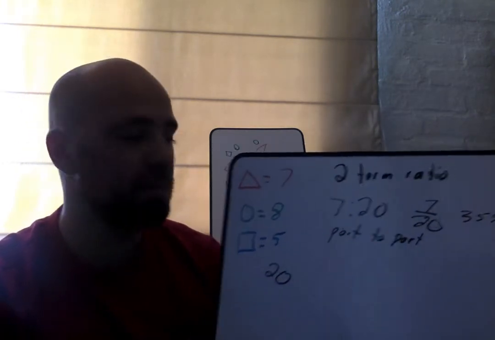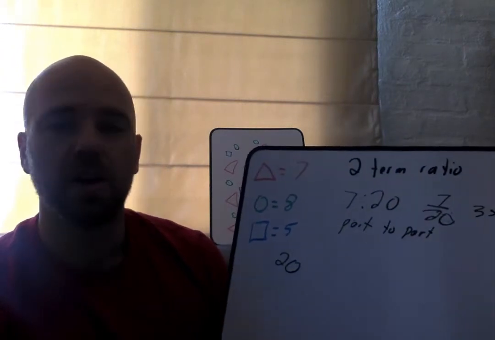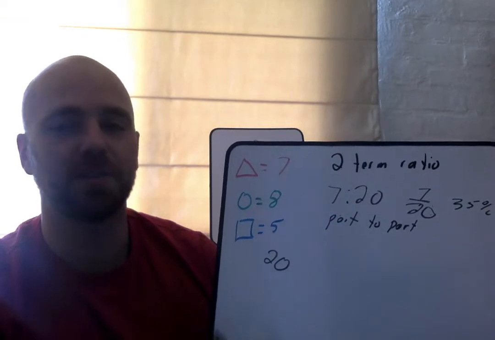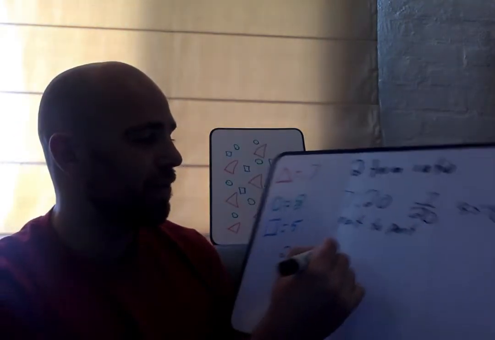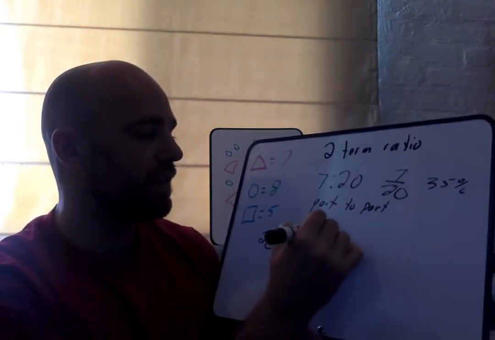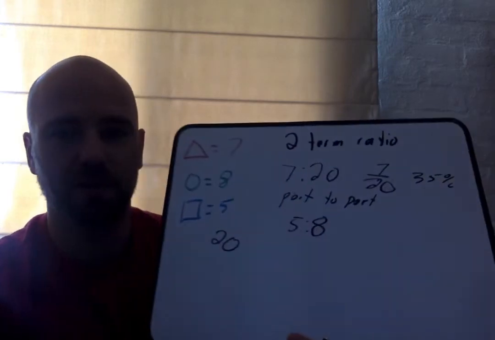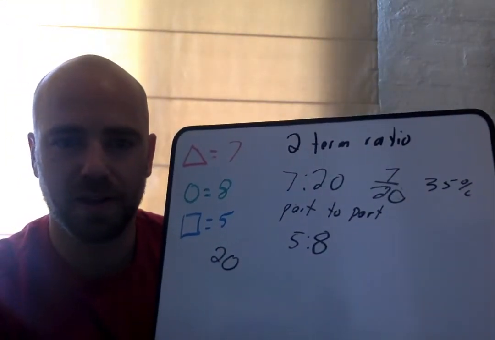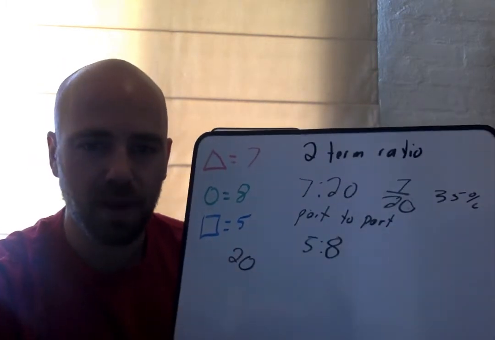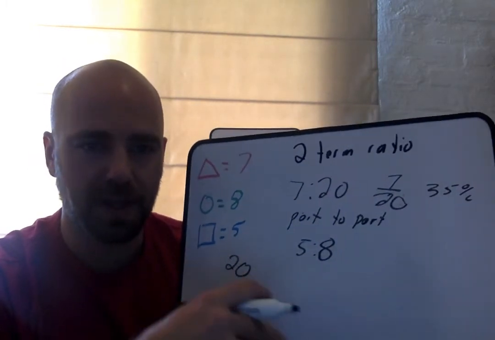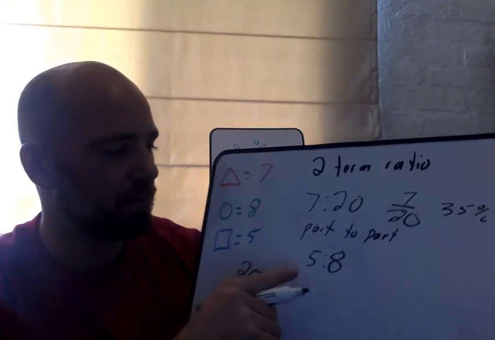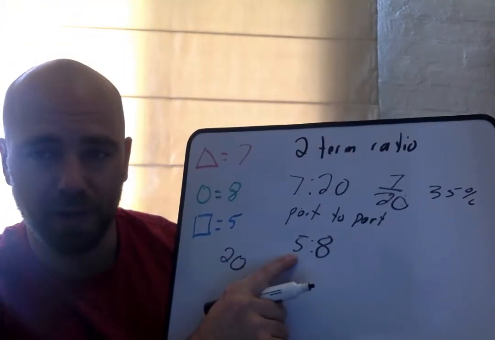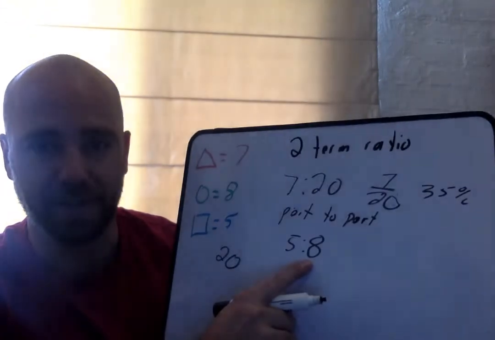So if I was to compare the green squares to the blue squares to the green circles, I would have a 5 to 8 ratio. And I put this colon in between to show that it is a comparison. These can be simplified. Basically, it's saying that for every 5 green or blue squares, there are going to be 8 green circles.